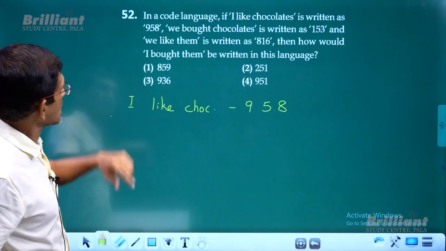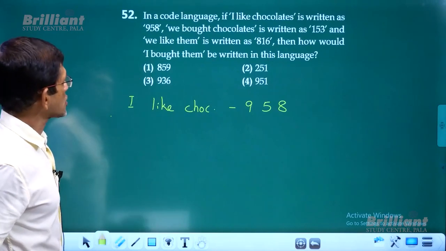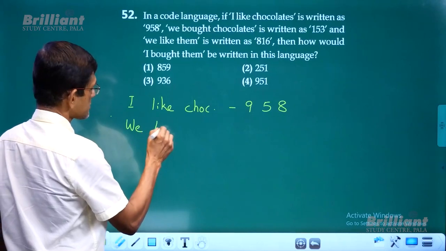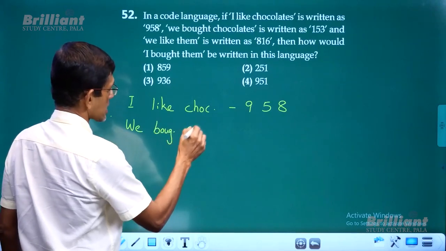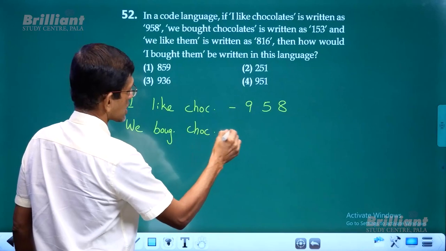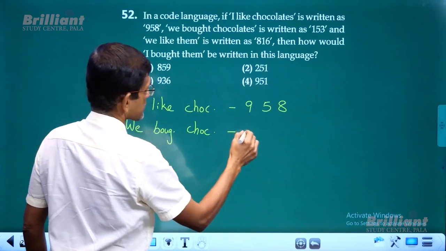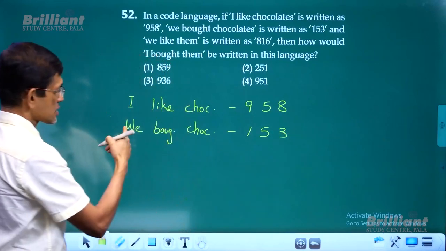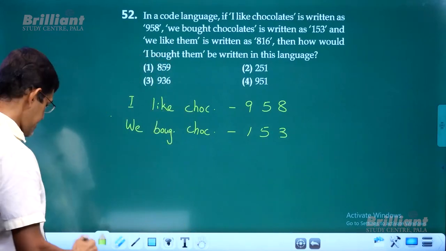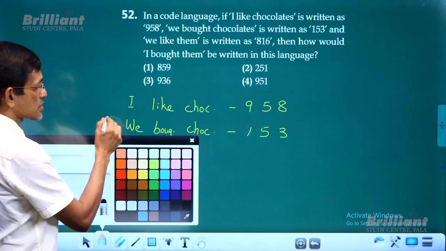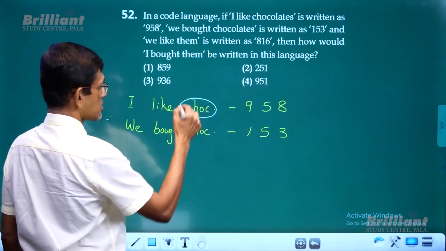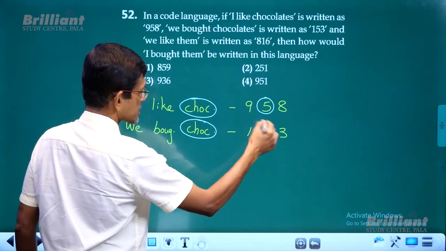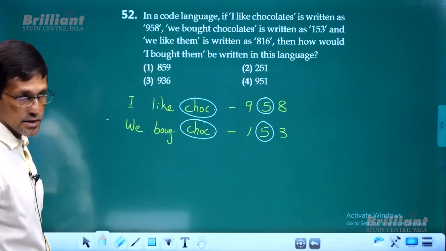Now let's look at the second one. We bought chocolates, and that's coded as 153. Now we look at these two. Which word is common here? Chocolates, right? So chocolates is common. Which code is common? 5. So 5 is the code for chocolates.